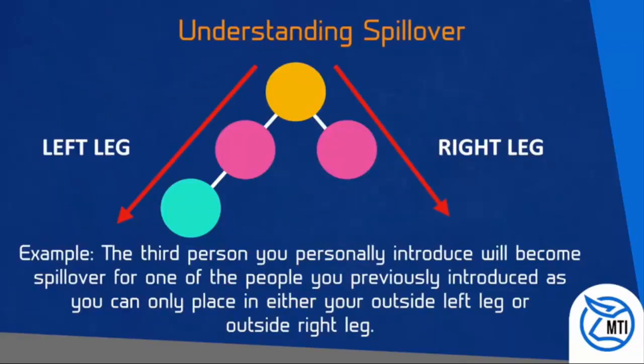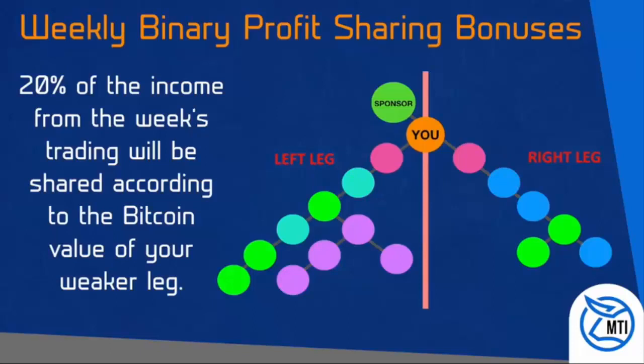The third person you personally introduce will become spillover for one of the people you introduced before, as you can only place in your left or right side. Spillover will also occur if your sponsor or team members above you introduce people into a leg. 20% of the income from the week's trading will be shared according to the Bitcoin value of your weaker leg.